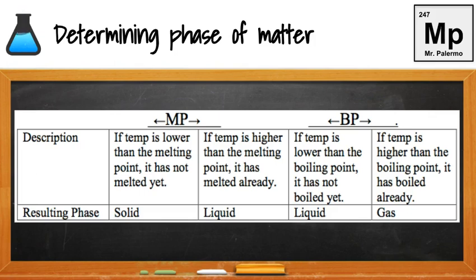And so when you're trying to determine the phase of matter, again, you're going to look up the element on Table S, and then you can use this in your notes for assistance. And so if the temperature is lower than the melting point, so if, let's say, STP is 273 and it's lower than the melting point, then it hasn't melted yet, and so the resulting phase is solid. If the temperature is higher than the melting point, but it hasn't reached the boiling point, we say it's in the liquid phase. And then if the temperature reaches the boiling point or exceeds it, we know then it has boiled already and it would be in the gas phase.